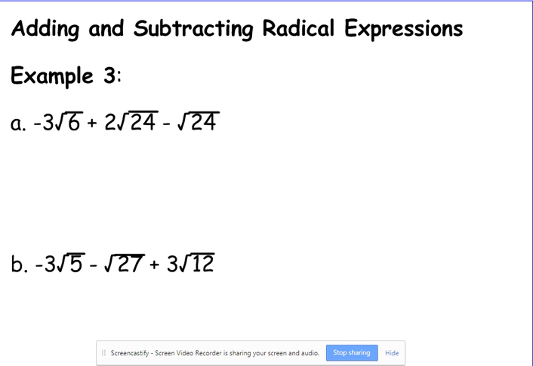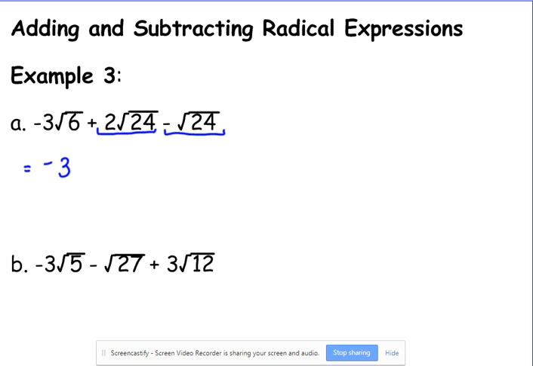So let's look at this first example. Negative 3 square root of 6. Is 6 divisible by a perfect square? No, there's nothing we can do with that one. There are two ways that we can handle this problem. We do have two like terms right now. We could go ahead and combine those.